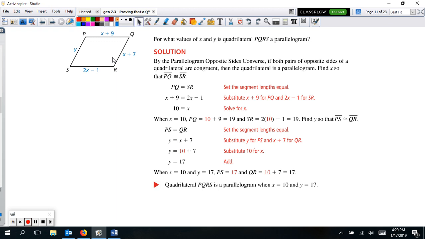If we assume that it's a parallelogram, then opposite sides here would be congruent. We can set up equations for finding x. That's what they're doing there to get 10. Plug that in here, so that's 17. So it means that y is 17.